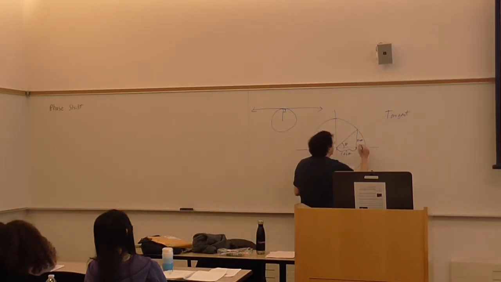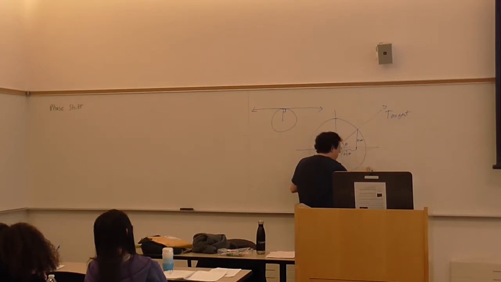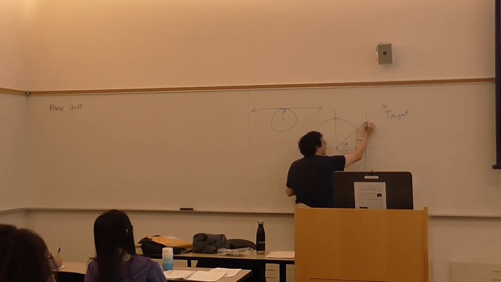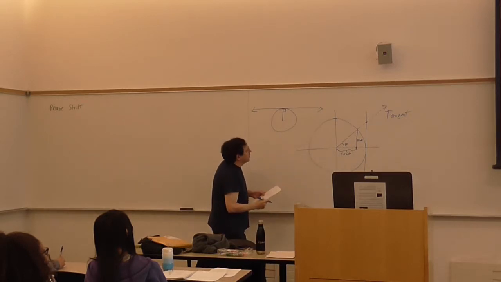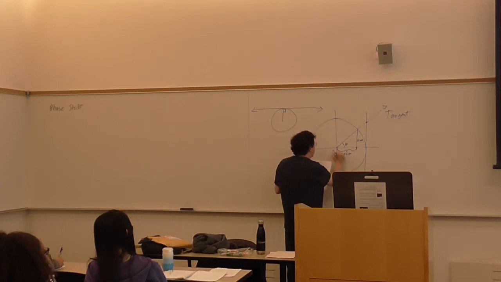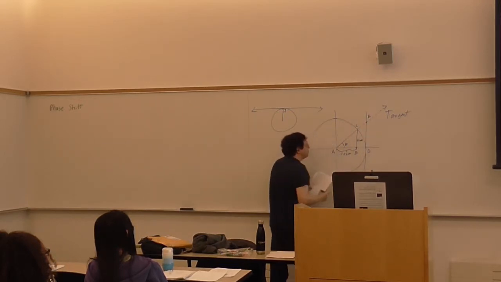Now, if I were to extend this ray, well, rays are already extended, right? And I were to draw a tangent to the circle here, this ray would intersect this tangent at some point. Okay, let's give these points here some names. We'll call this A, B, D. Call this intersection C and this intersection E.